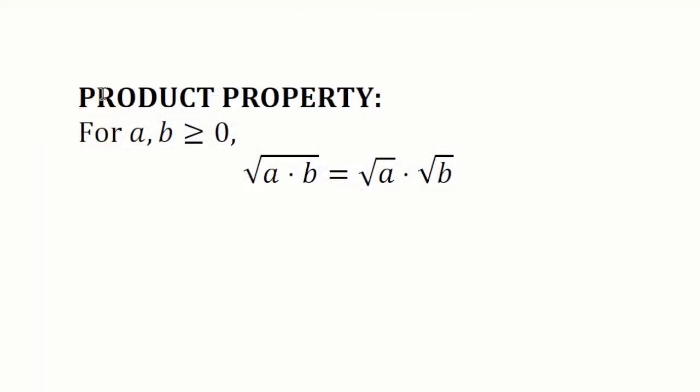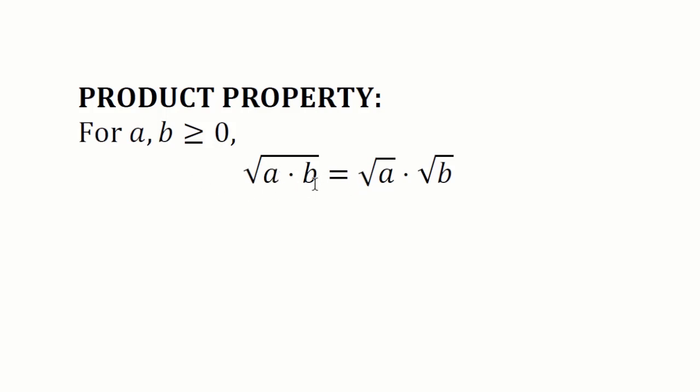All right, so this is what the product property is stating. For A and B being any two numbers that are non-negative, greater than or equal to 0, the square root of the product A times B, this is like problem 3B, the square root of 9 and 4 right there, the product of 9 times 4.